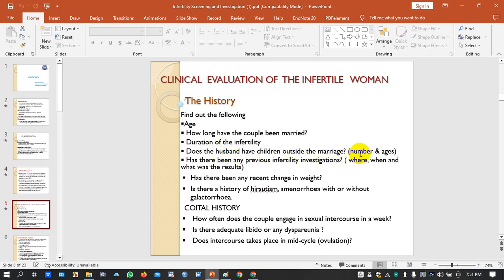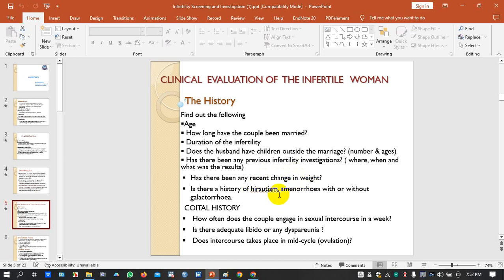Does the husband have a child somewhere? And if yes, then the number and ages of the children. Has there been any previous infertility investigation? Where did it happen? When, and what was the result? Has there been any recent change in body weight? If the woman is losing weight and you don't know the underlying cause, then you have to be worried because it can affect her fertility.